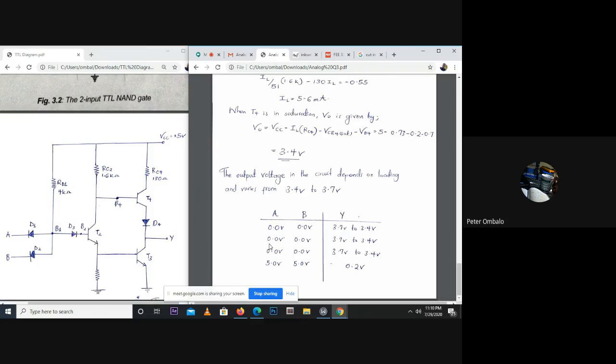And we have the same for, wow, this should not have been like this. I just figured it should have been A at 0.7 volts, B at 0.5 volts.